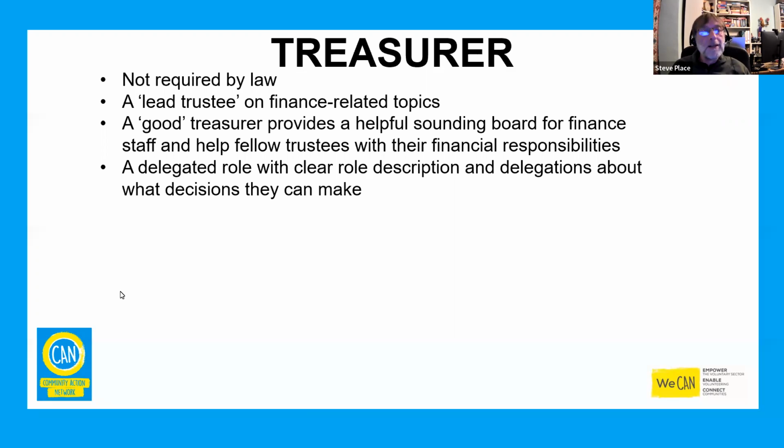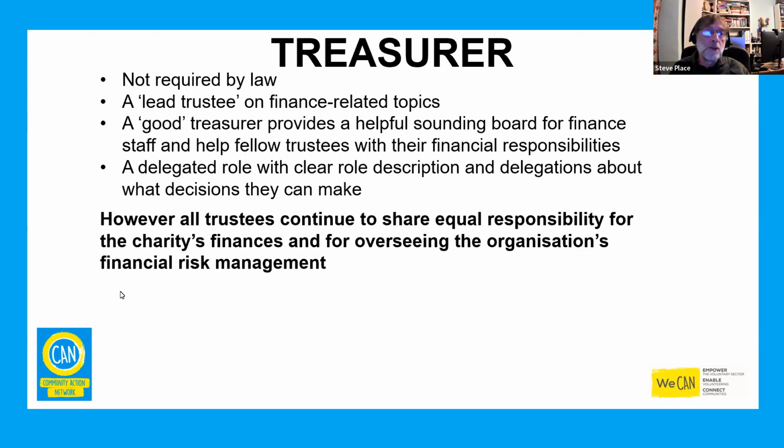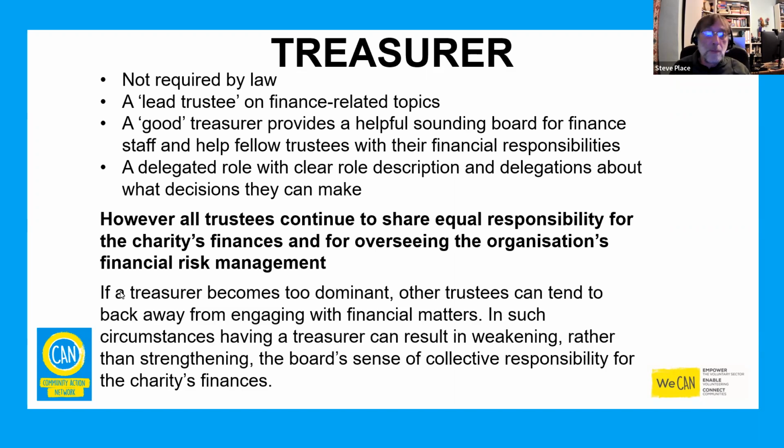But a treasurer is a delegated role, and so they need a clear role description. We've got some samples, and a clear delegation about what decisions they can make and how they should report to the board. But, and I put this emphasis here, all trustees have an equal responsibility for overseeing the organisation's financial risk management. So even though you have a treasurer, don't leave the poor person to take everything on their shoulders. Being a treasurer sometimes can feel like all the responsibility is on your shoulders. Conversely, though, you don't want a treasurer who is too dominant, who is seen as the expert and you all kowtow to what they say. That will mean your collective responsibility is going to be weakened.